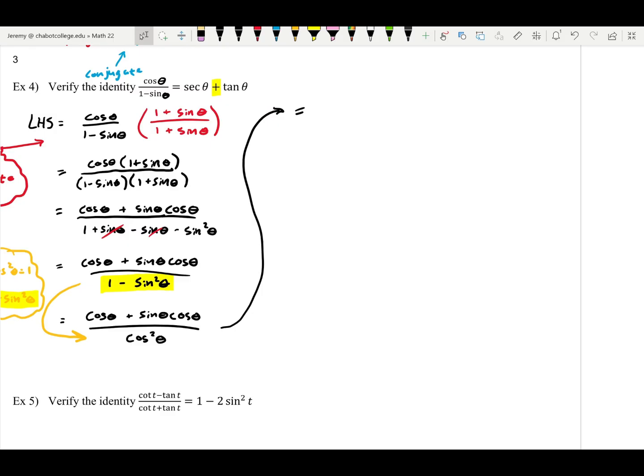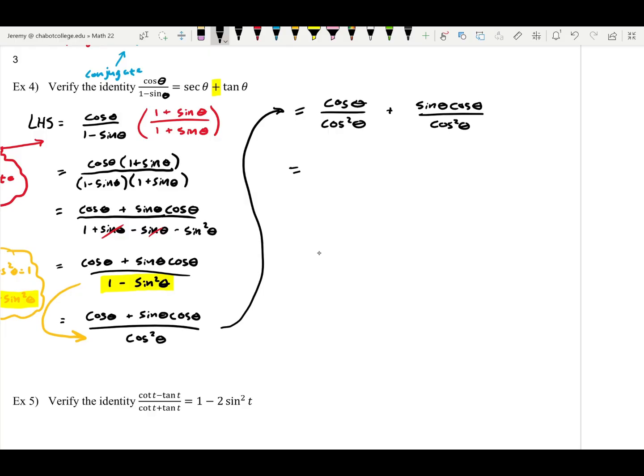Yes, I think so, because now that we have the plus sign in the numerator, we can split up this fraction. Get cosine theta divided by cosine squared theta. I am feeling optimistic about that term. Plus sine theta over cosine theta over cosine squared theta.